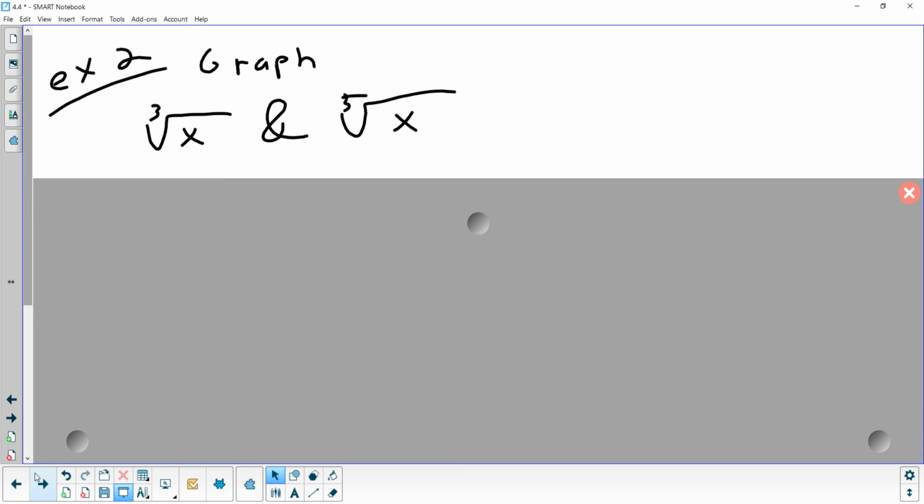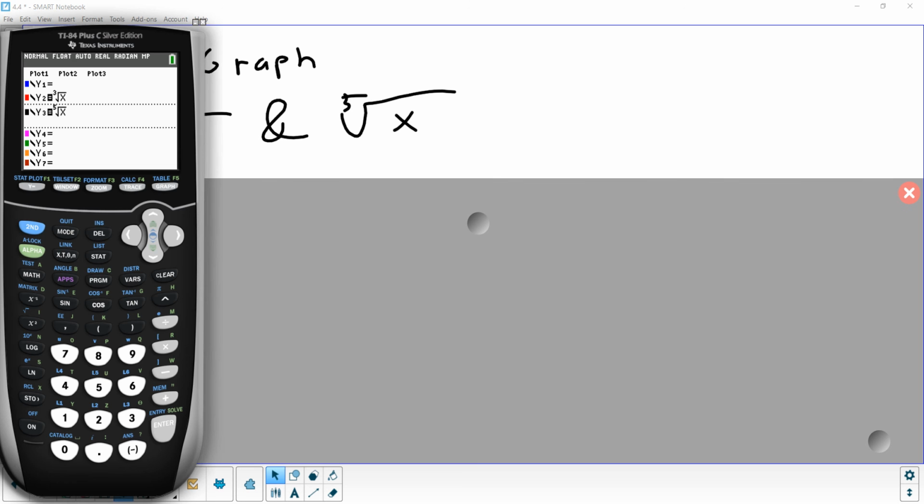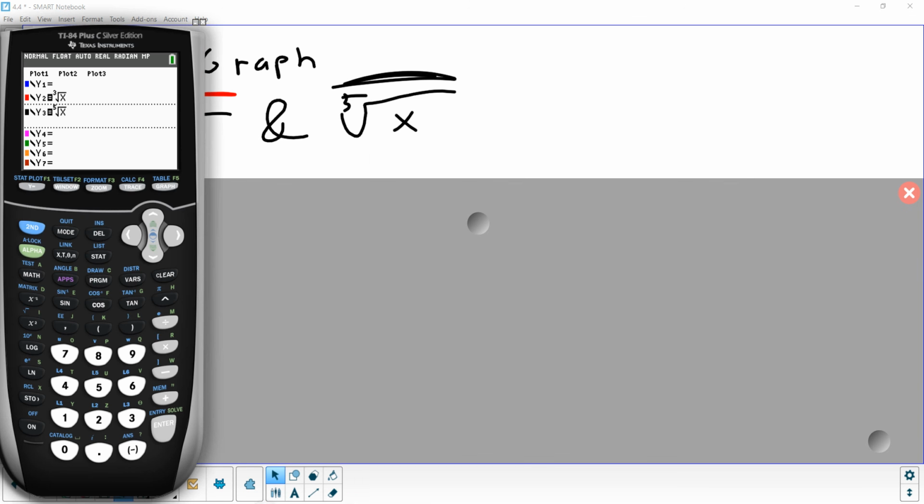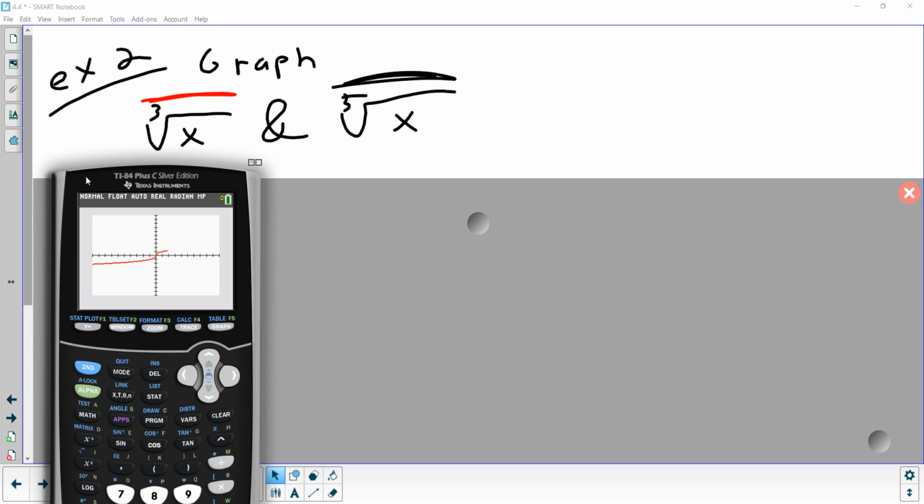Okay. Now, what did we say for odd roots? What kind of numbers are you allowed to take the odd root of? Yep. Negatives and positives and 0. So this graph is going to go both directions, left and right, not just right. Let me color code it: 3rd root is red, 5th root is black. So that's the 3rd root, 5th root, and let's do a zoom 6. Okay, so there's your 3rd root.